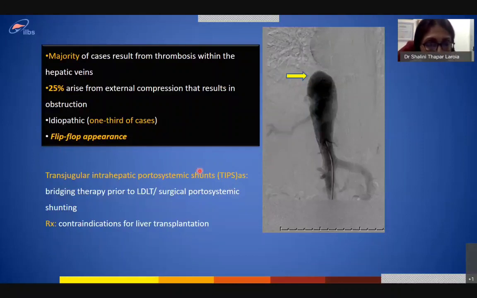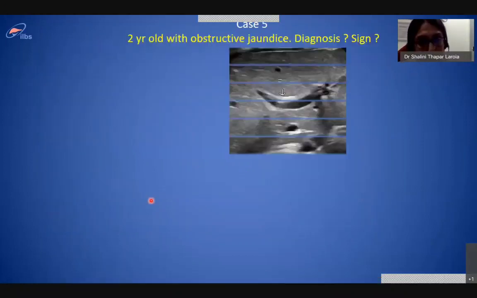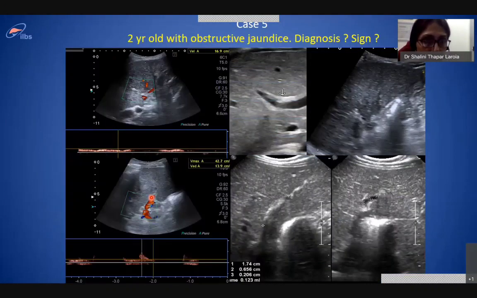A TIPS, like I said, is a bridging therapy if patient is going in for liver failure and needs a liver transplant to buy time or before a surgical portosystemic shunting is done. TIPS is a procedure used for preventing further damage or to waitlist a patient for these. Whereas it is also a treatment for patients who are not amenable to transplant and can never get a transplant. This is a good therapy for them.